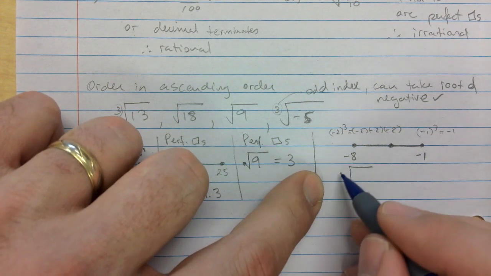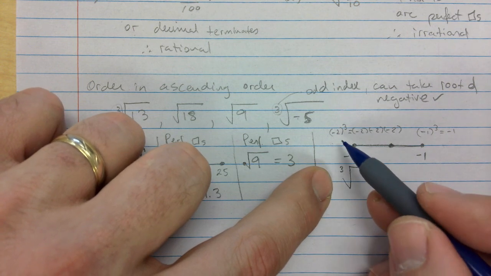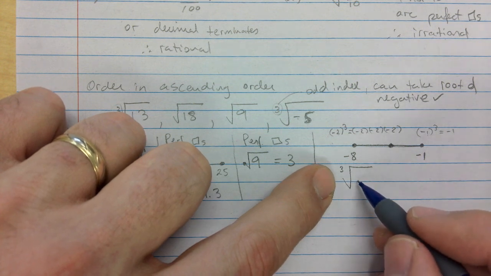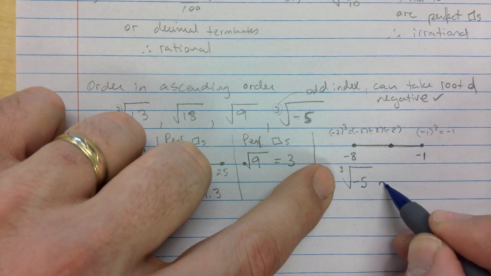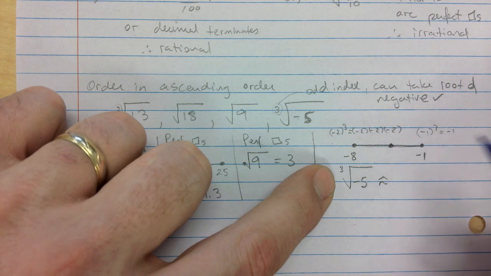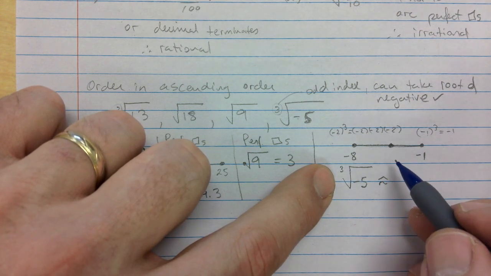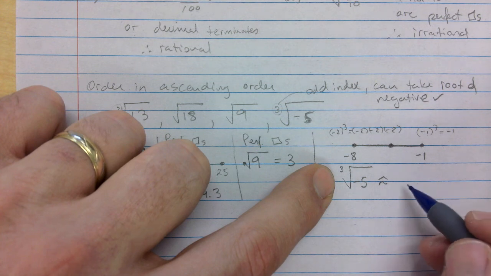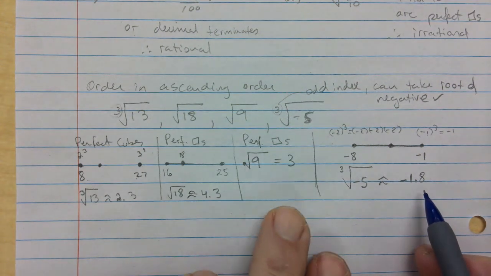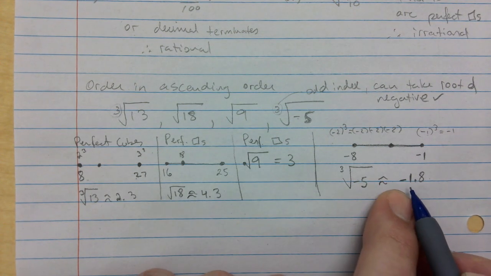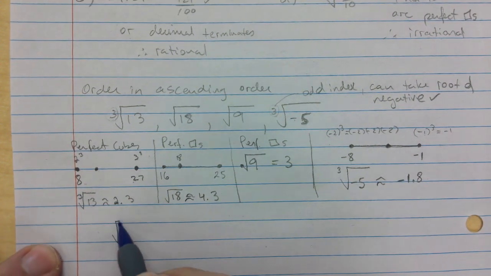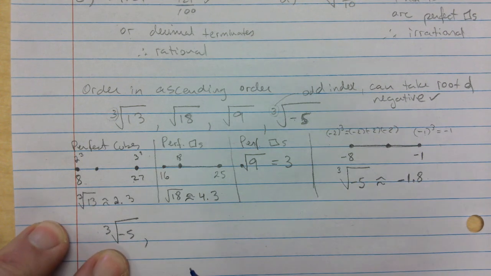So the cube root of -8 would be -2. The cube root of -1 would be -1, right? So the cube root of -5 would be approximately, I'm thinking, negative 1.8 or something like that. And sometimes if you're not 100% sure, it's not even crucial, it's not critical, because this is a negative value, right? These are all positive. So you know that this value, no matter what, is going to be your lowest.